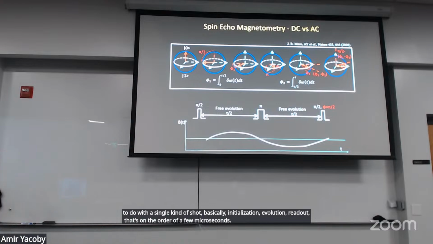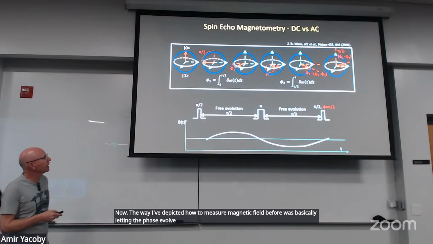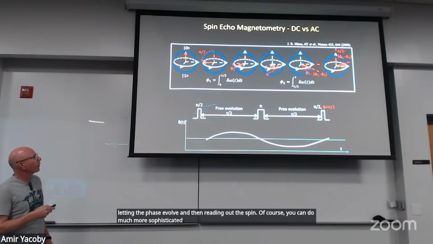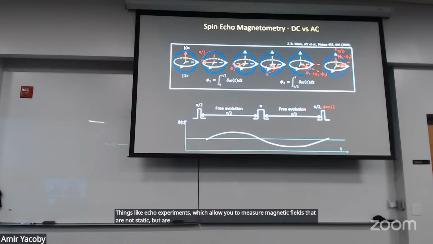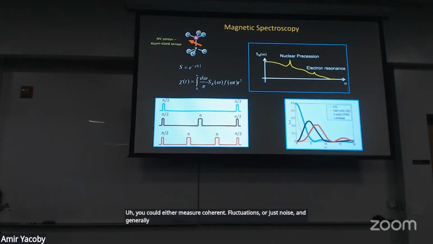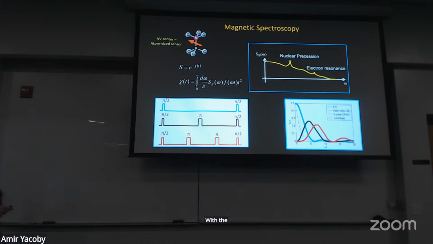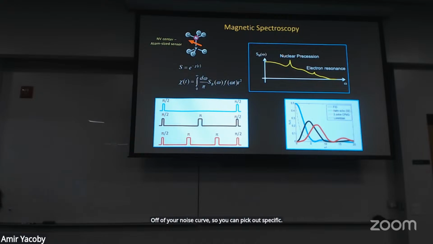Now, the way I've depicted how to measure magnetic field before was basically letting the phase evolve and then reading out the spin. Of course, you can do much more sophisticated things like echo experiments, which allow you to measure magnetic fields that are not static, but are fluctuating. You could either measure coherent fluctuations or just noise. And generally, there is a very nice formulation that relates the way the coherence of the NV decays over time with the pulse sequence that you drive it with. Basically, each one of these pulse sequences corresponds to a filter function, some bandwidth that you can select a priori off of your noise curve, so you can pick out specific bandwidths or sections of the full noise characteristics of your environment.